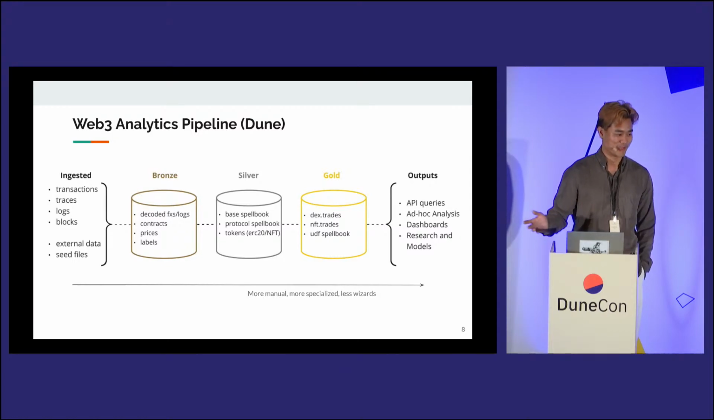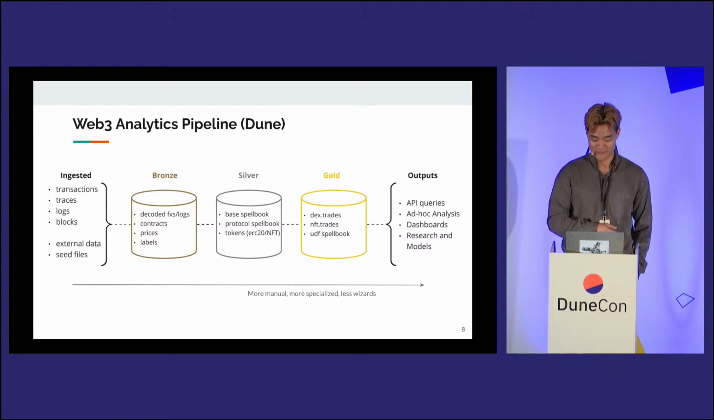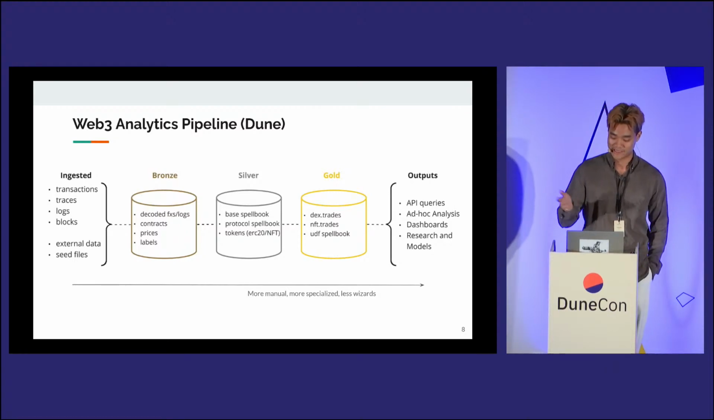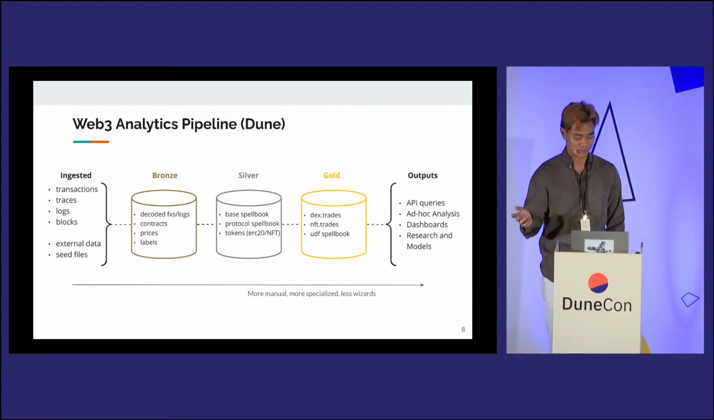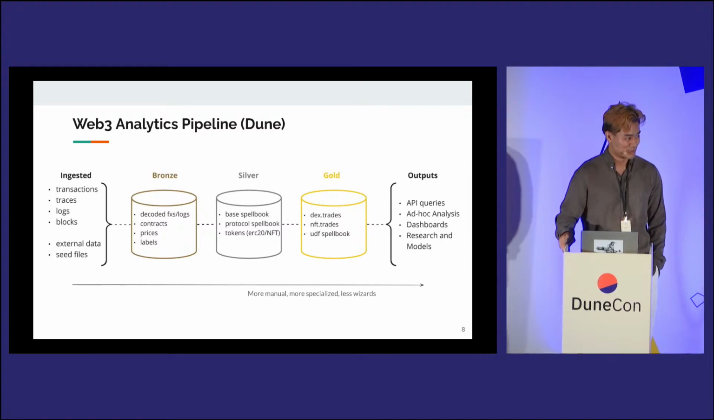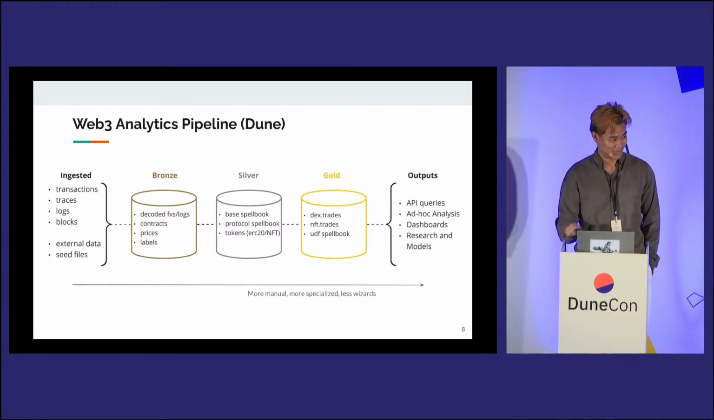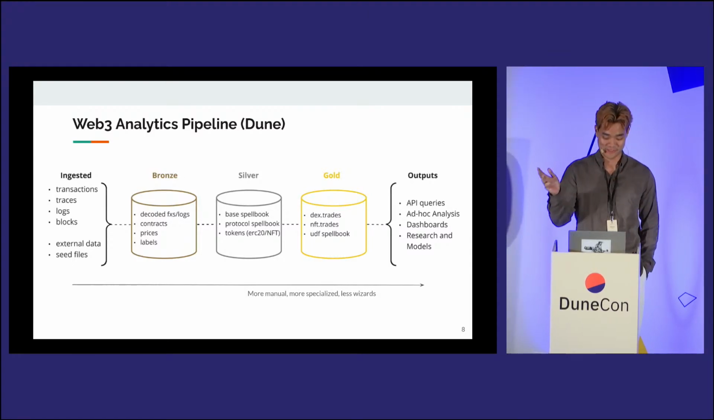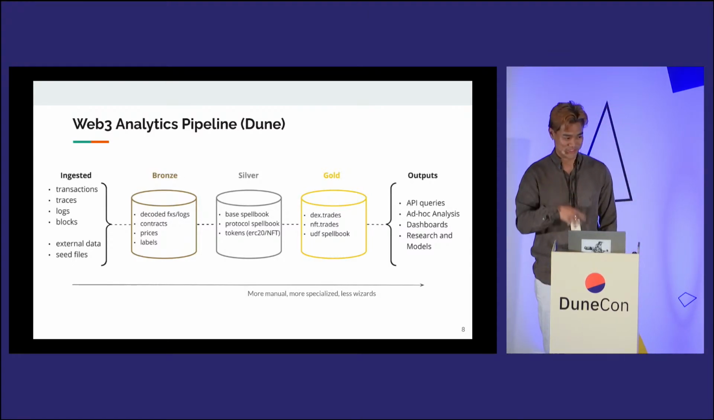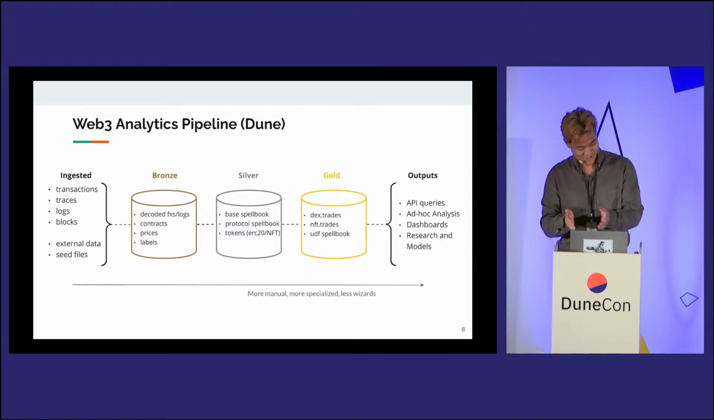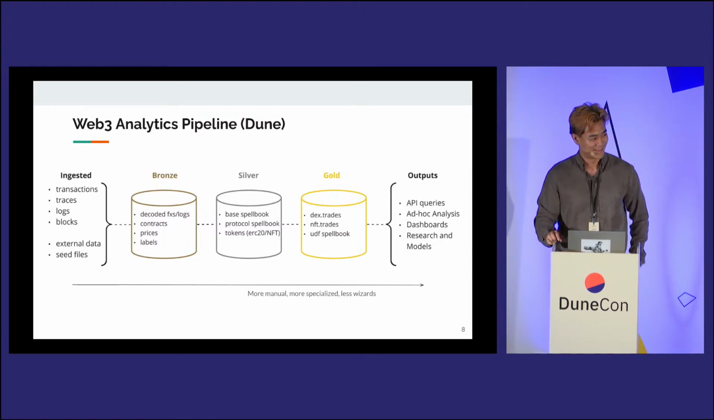So that gets us back to that first diagram I was showing earlier. What does the Web3 analytics pipeline look like, right? You have ingestion, you have bronze, silver, and gold tables, and then you have outputs, which are either API queries, ad hoc analysis, dashboards, or research and models. What's really important to note here is that this gets more and more manual and more specialized as you go left to right, and there are fewer wizards within each specific level and within protocol types.